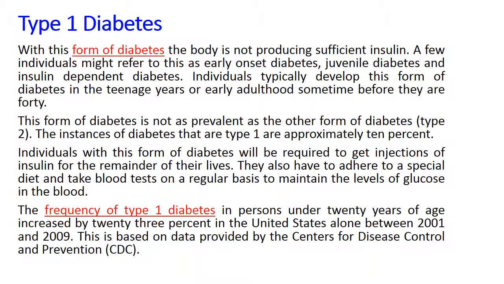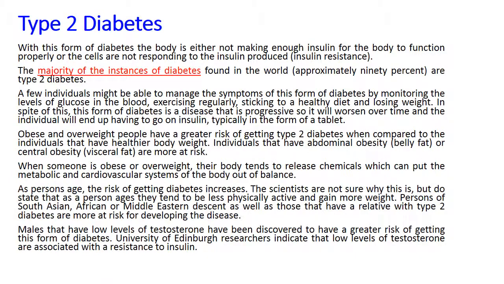Individuals with this form of diabetes will be required to get injections of insulin for the remainder of their lives. They also have to adhere to a special diet and take blood tests on a regular basis to maintain the levels of glucose in their blood. The frequency of type 1 diabetes in persons under 20 years of age increased by 23% in the US alone between 2001 and 2019. This is based on data provided by the CDC.